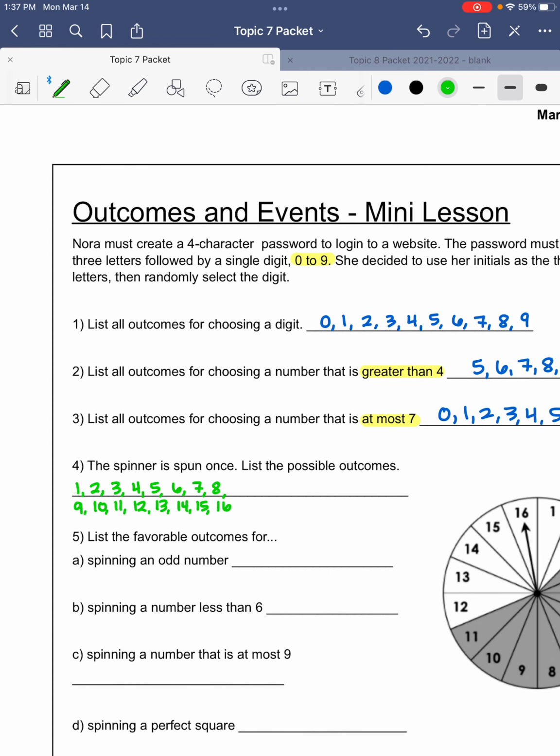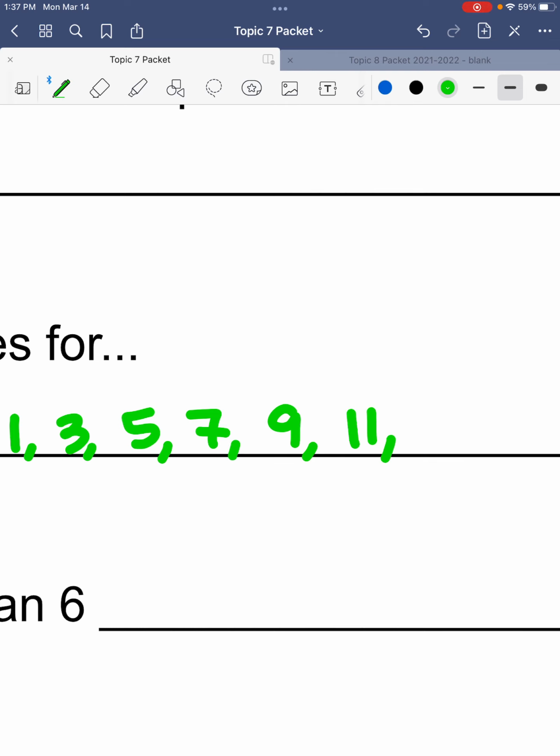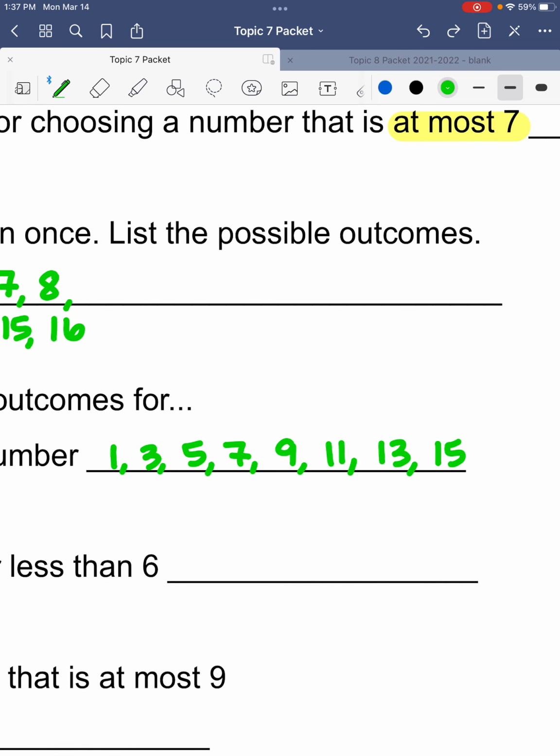Now, list the favorable outcomes for A, spinning an odd number. Well, all of the numbers that are odd. So 1, 3, 5, 7, 9, 11, 13, 15, and that's it because it stops at 16.